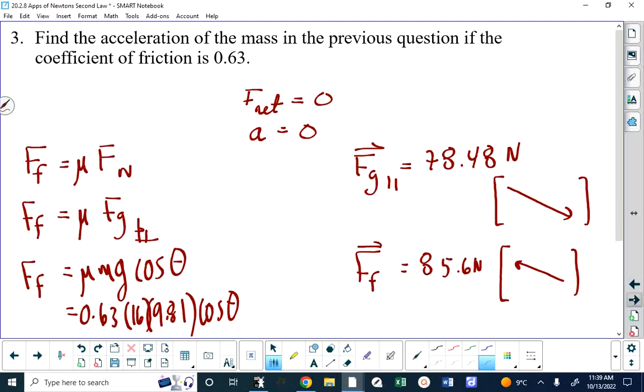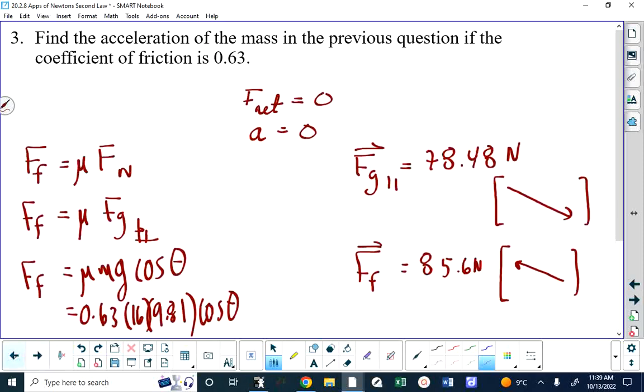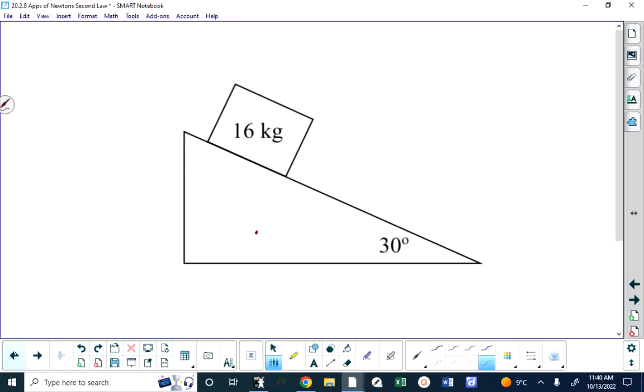And that's it. I gave you 3 situations. They can be more involved. I could tell you, in this question here, I'll go to a diagram, that the coefficient of friction is 0.63. This would be a cruel question. What force is needed to move the box up the ramp?